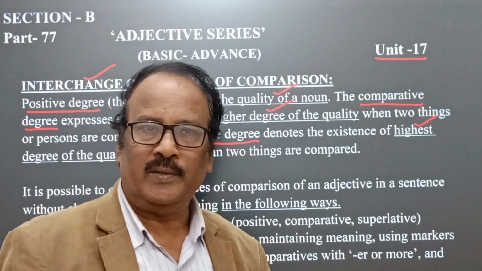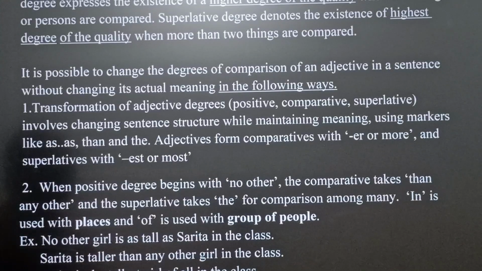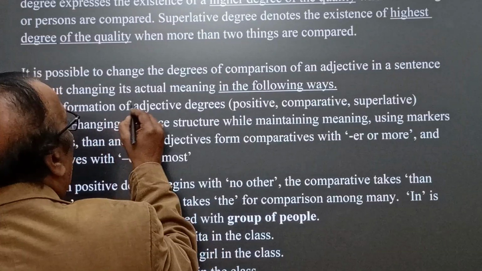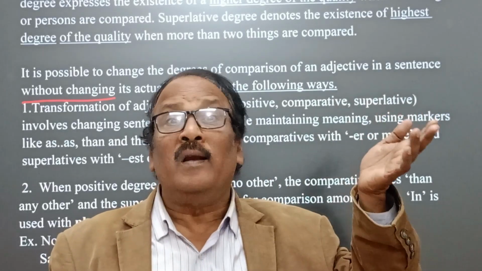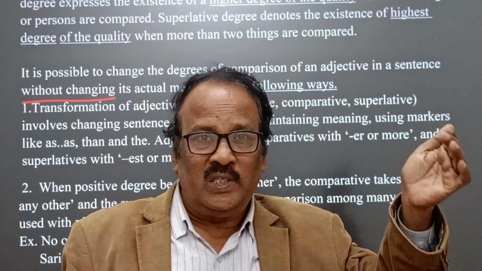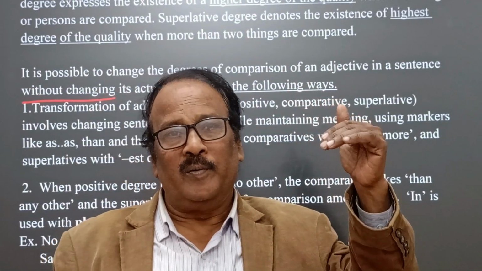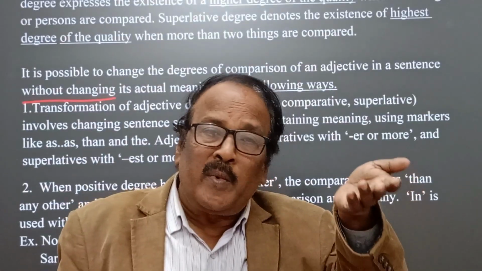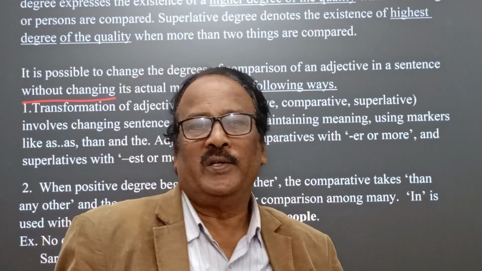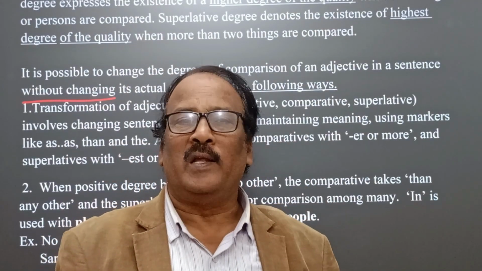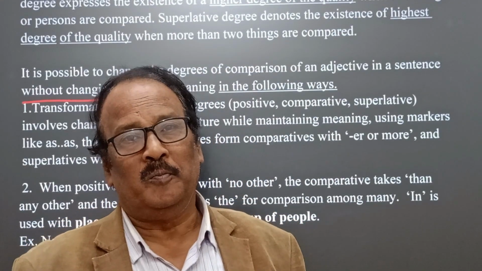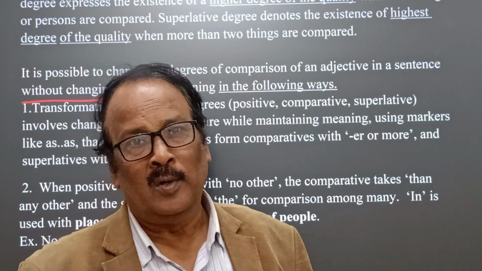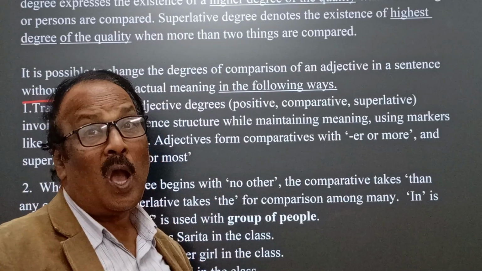These are the general rules that are very important at the time of changing different degrees of adjectives. It is possible to change the degree of comparison of an adjective in a sentence without changing its actual meaning. Whenever we transform an adjective of positive degree into comparative degree, or comparative degree into superlative degree, at that very moment we should remember certain rules behind this interchange of degrees without changing the actual meaning.